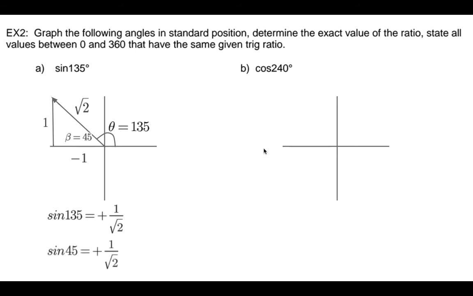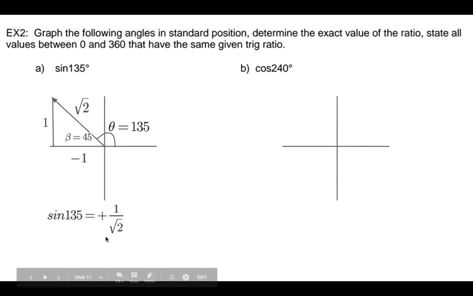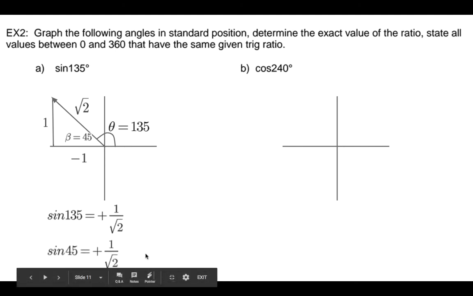It also asks you to find another one that has the same ratio as 135. Y is also positive, or since this answer is positive, we'd also get the same thing as if we did the sine of 45, where y is positive in the first quadrant.